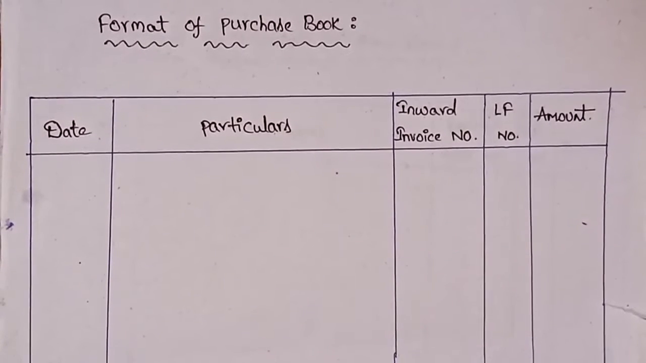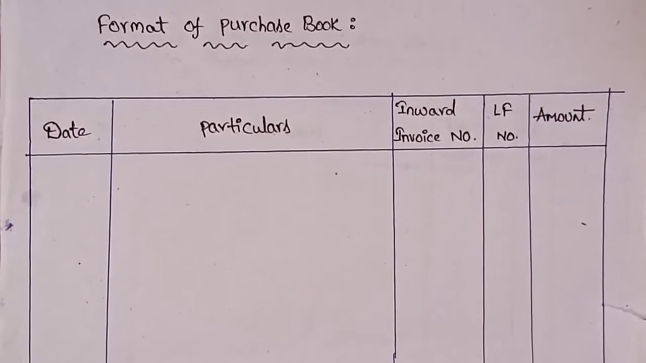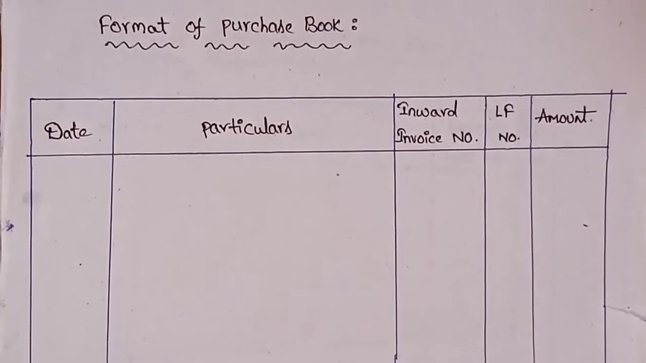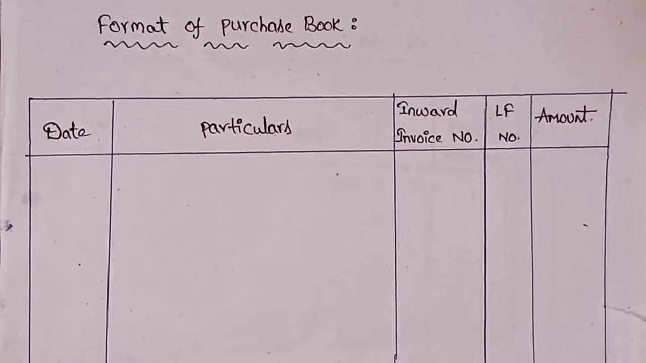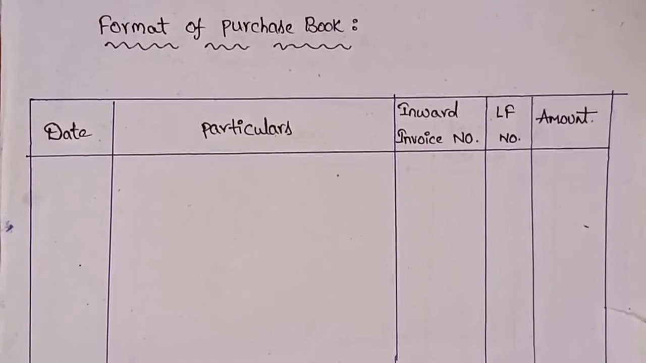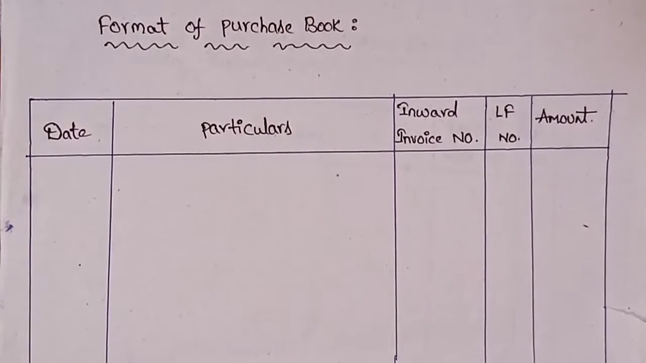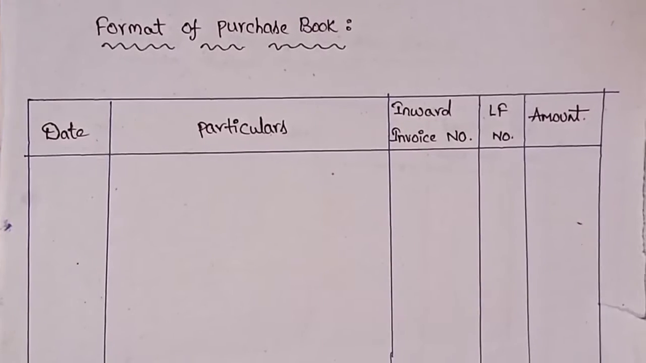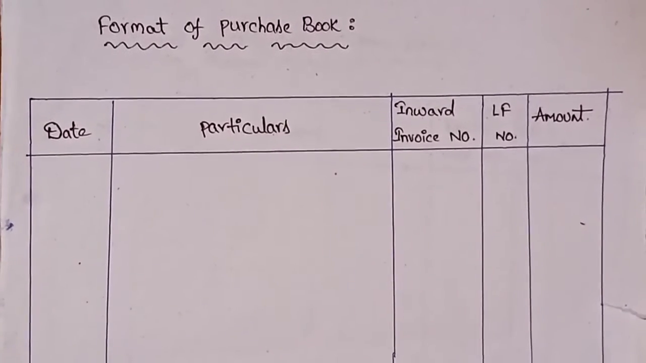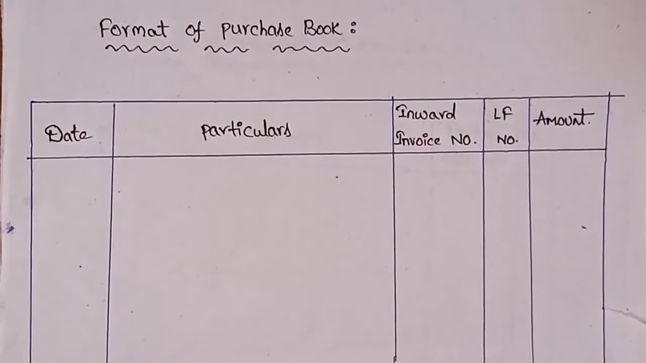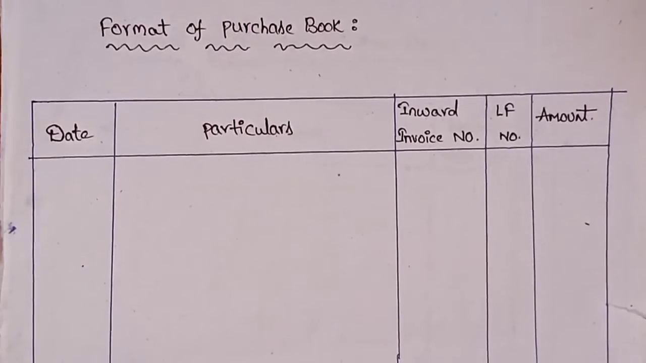In date column we record date of the transaction, and in particulars column we record supplier's name along with the goods. Next, in third column, inward invoice number. This is the serial number of the invoice sent by the supplier. And LF number. This is the page of the ledger book, that means related account. Next, amount column. In this column we record amount of the transaction. This is the format of purchase book.